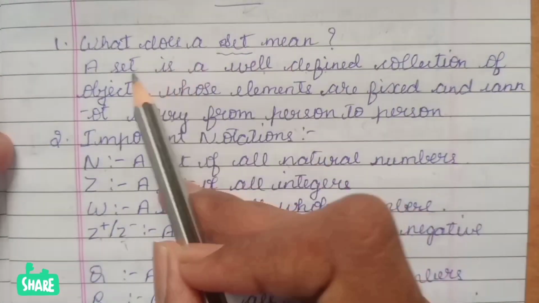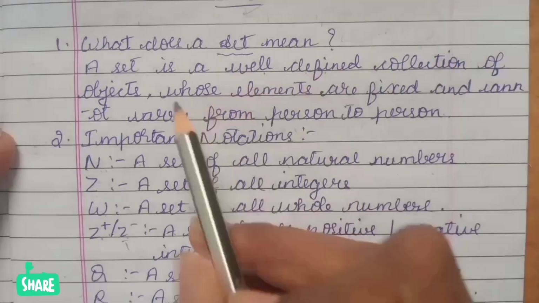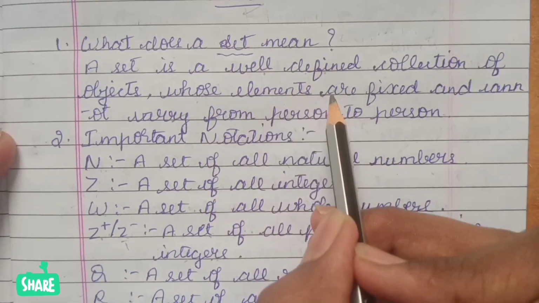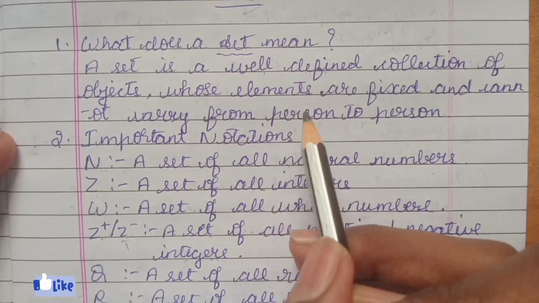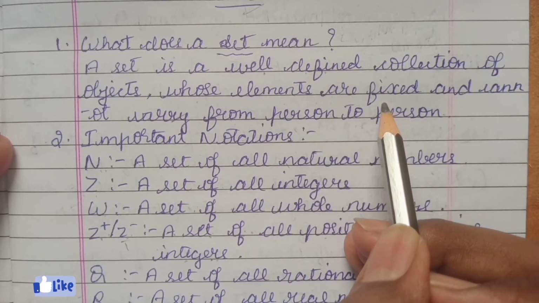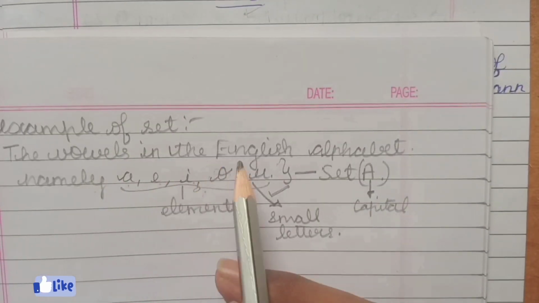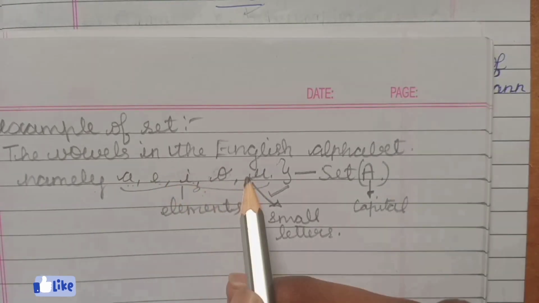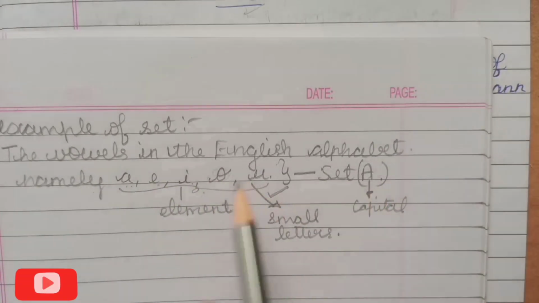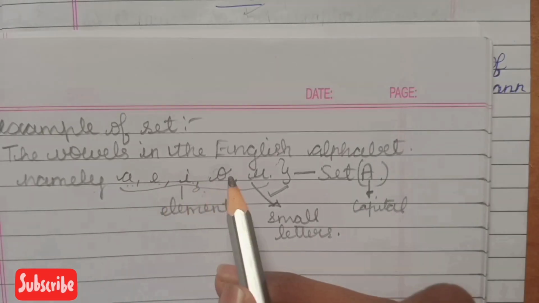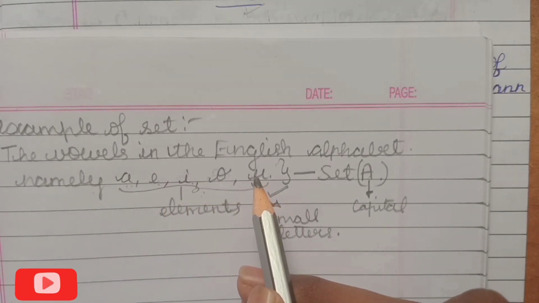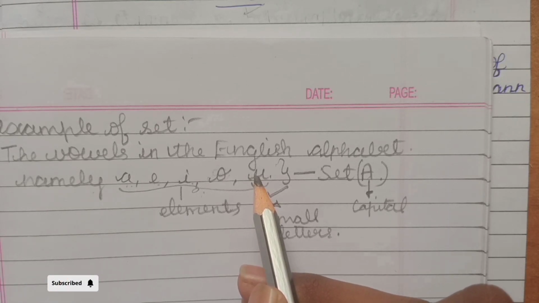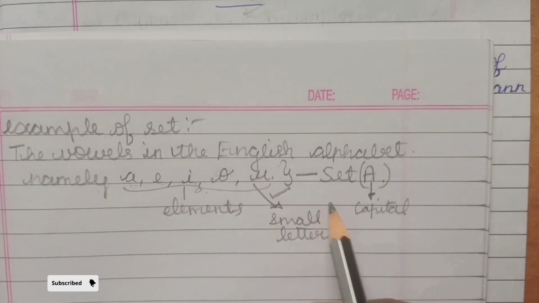Definition of the set. A set is a well-defined collection of objects whose elements are fixed and cannot vary from person to person. For example, the vowels in the English alphabet, namely A, E, I, O, U. This is considered as set A. These elements A, E, I, O, U will not vary from one person to another person, which generally means that it is common for every person. So, this can be considered as a set.